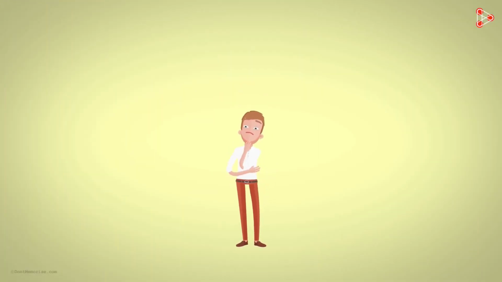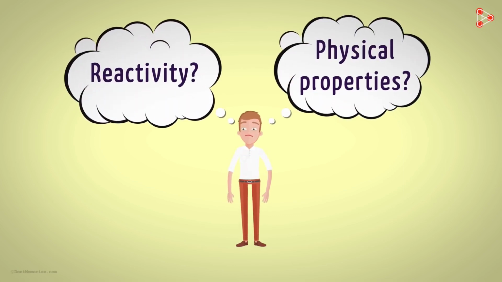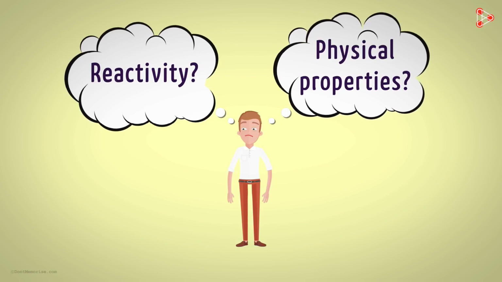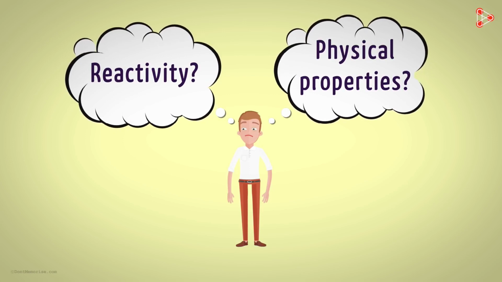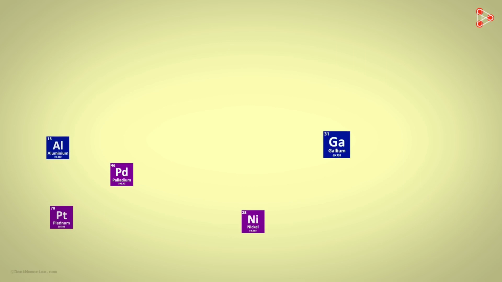So where do we begin? Maybe the reactivity or maybe the physical properties first, right? I'm asking if we can study the reactivity and physical properties of each of the elements. Is that feasible? Well, all these would have been valid only if the elements would be few in numbers.